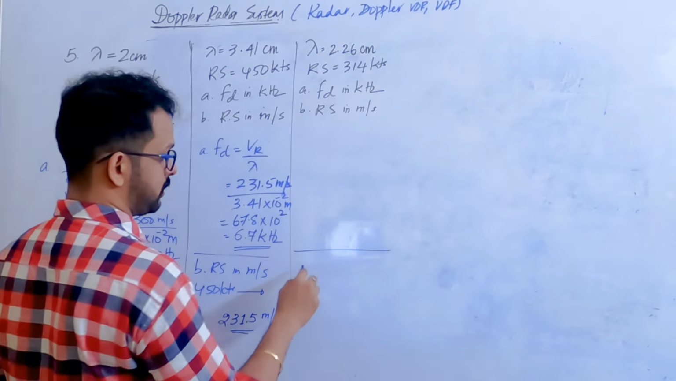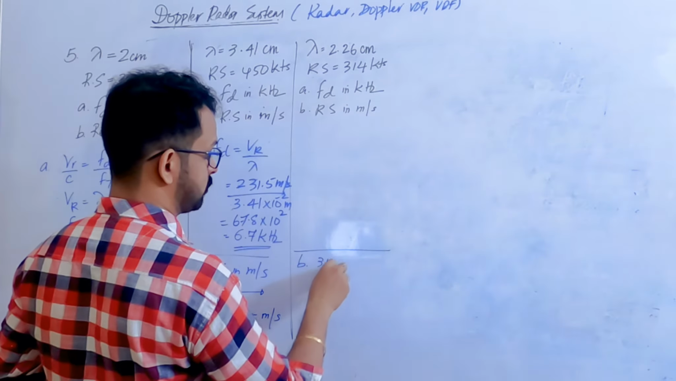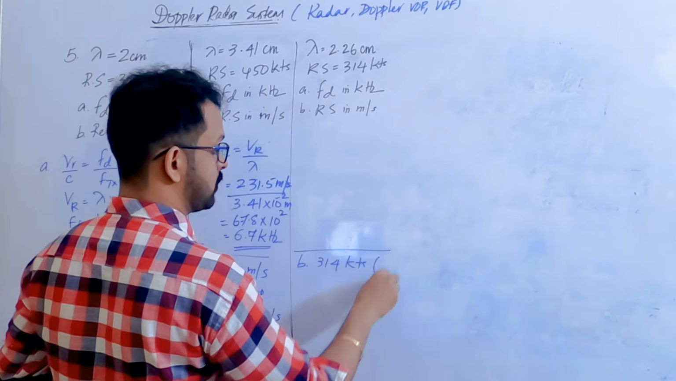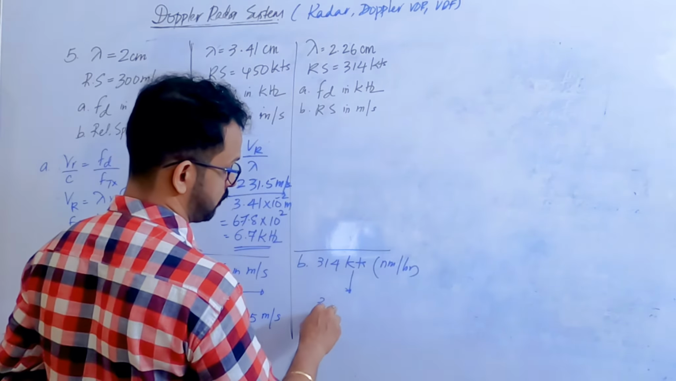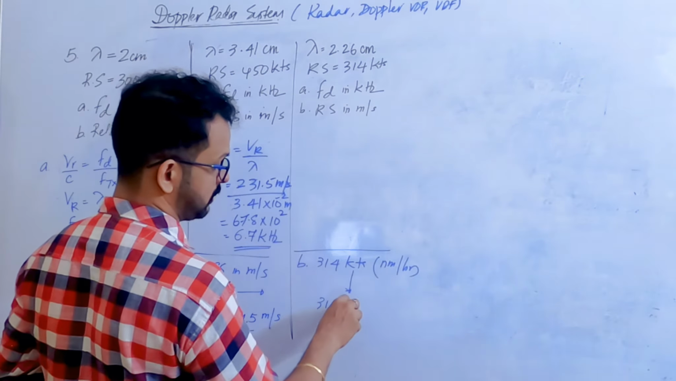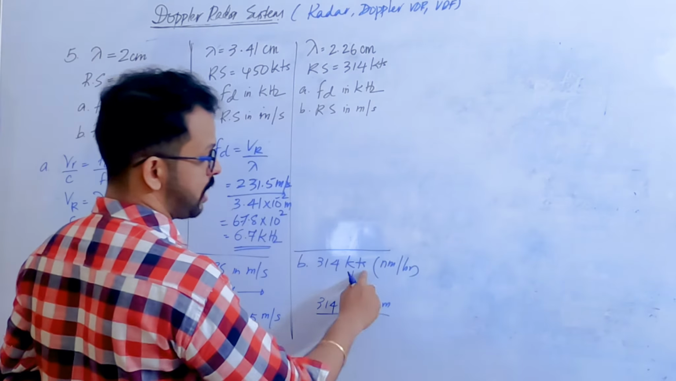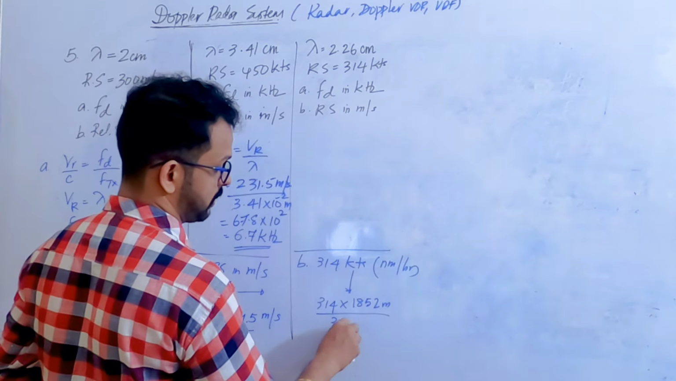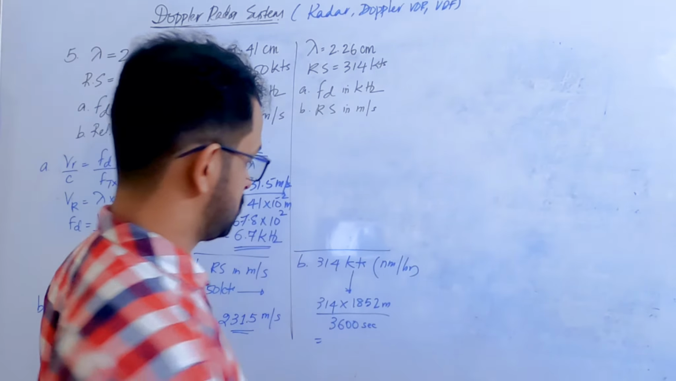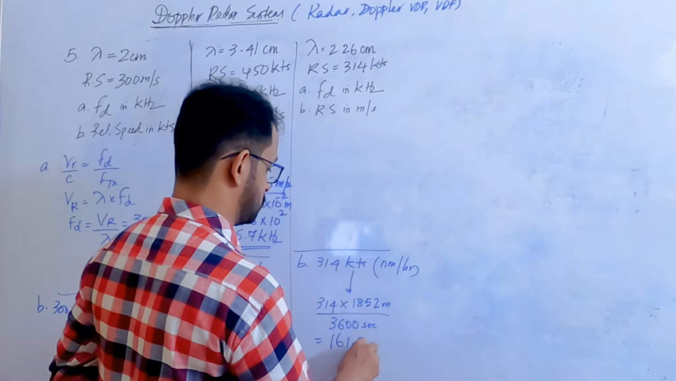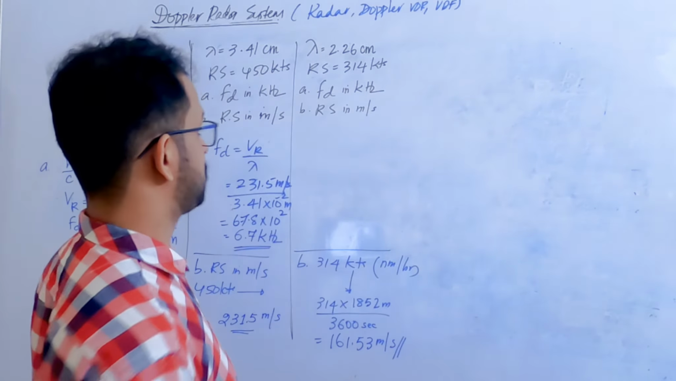So this is the second part here, relative speed in meters per second. Your relative speed is given in knots here, which is 314 knots. Knots is simply nautical miles per hour. So you convert that to meters per second. First you convert nautical miles to meters by multiplying with 1852, so it becomes meters per hour. Then you convert to seconds by multiplying with 3600. That's 161.53 meters per second.